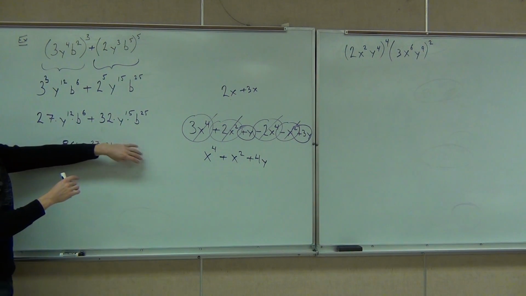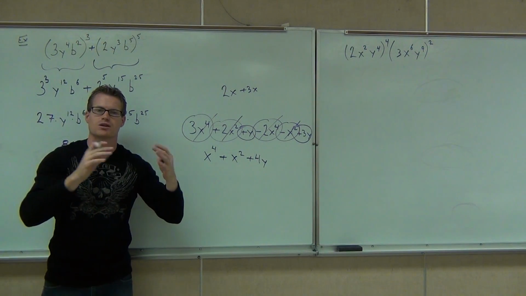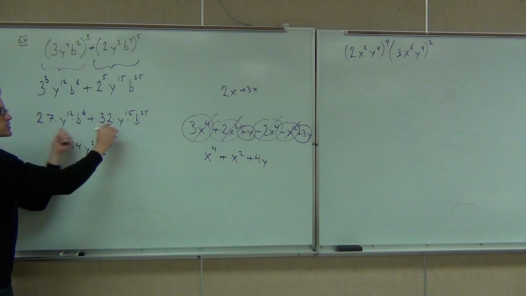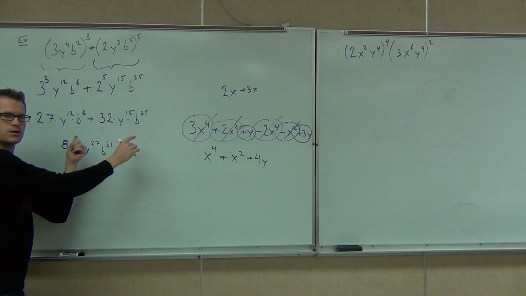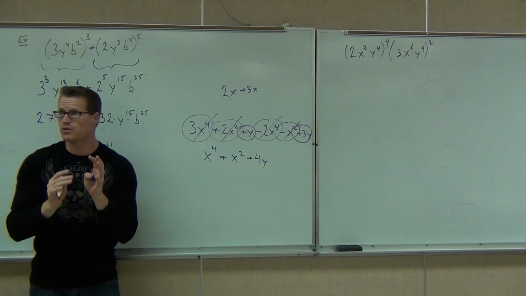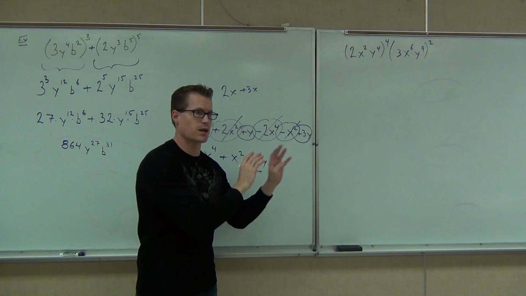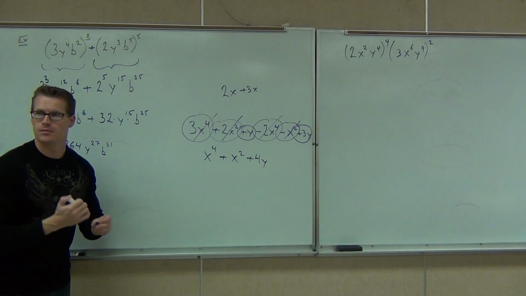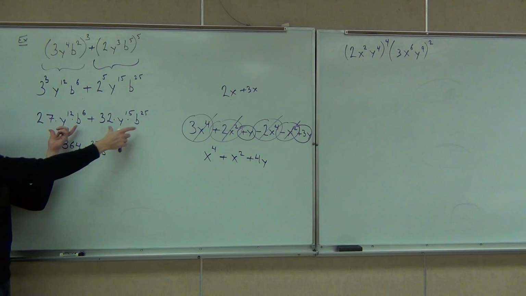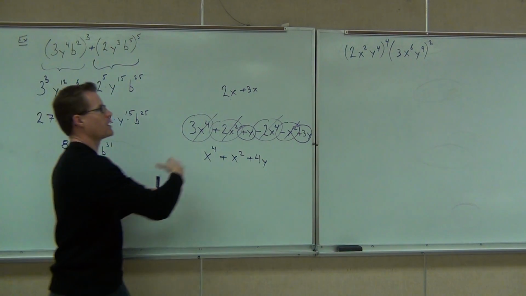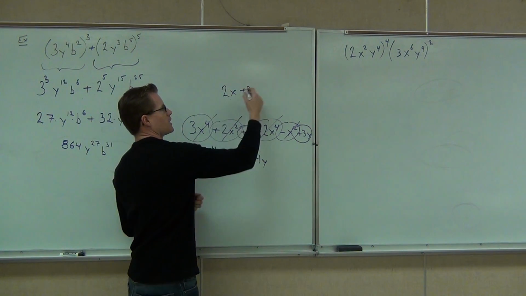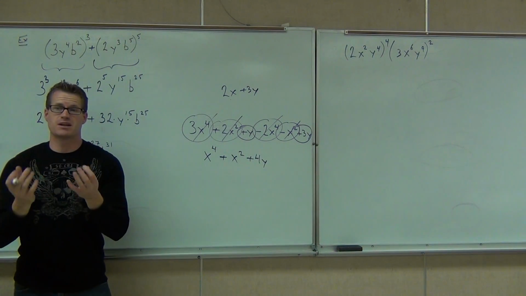You couldn't do anything with it because, hey, take a look at the board here real quick. There's no like terms. They're completely different. You wouldn't be able to combine those whatsoever. Does that answer your question? So multiplication is very different than combining like terms. It'd be like trying to combine 2x and 3y. Can you get 5 of anything? No.